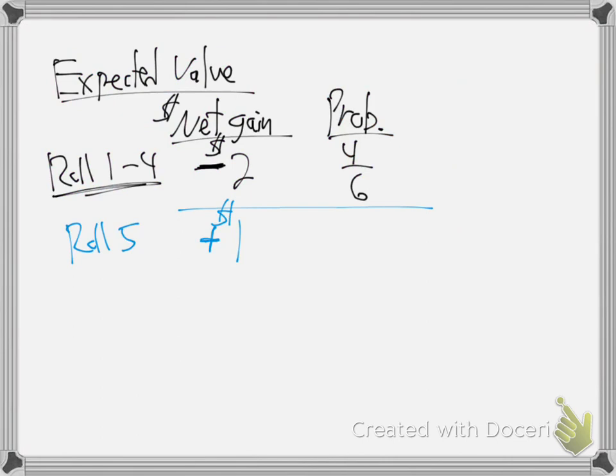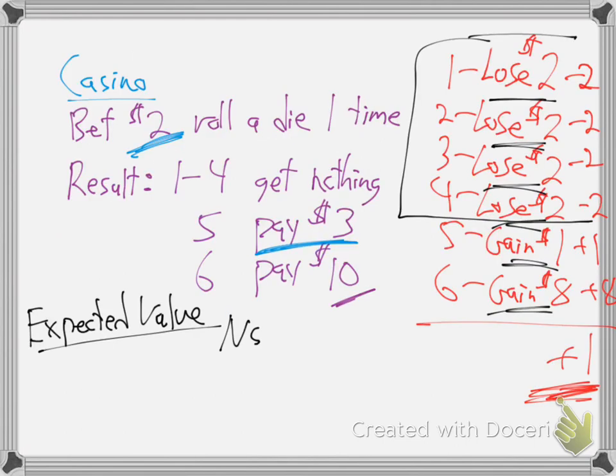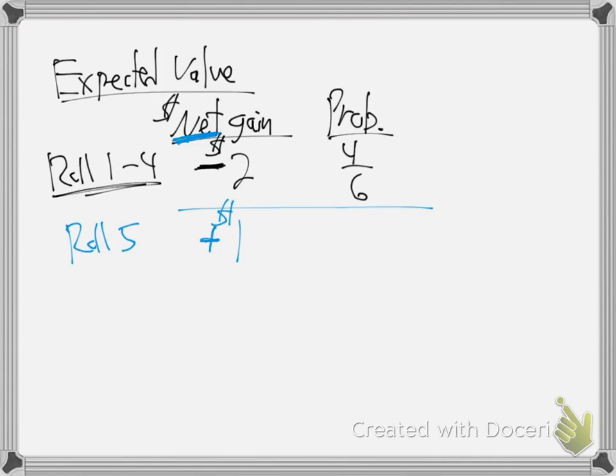So notice I'm always doing net, the final effect on your bank account. I did not put the plus 3, because that's just what they gave you back. I did the 3 minus 2, the net effect to your bank account. And what's the chance that you're going to roll a 5? 1 out of 6, because that's one number out of 6.